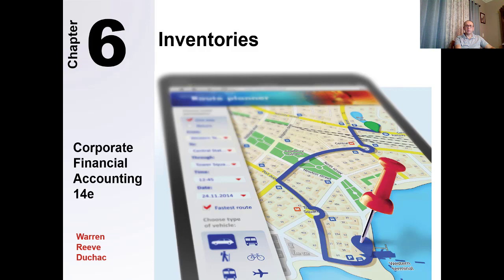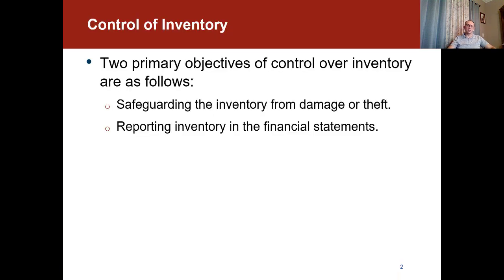So let's start talking about the control of inventory. The two primary objectives of control over inventory. The first one is to safeguard the inventory from damage or theft. And again, it varies from one business to another. Some businesses work in small items that have large value, and some other businesses work in large inventory items that have very small value. So it depends on the business itself, but whatever the business nature is, inventory has to be protected from getting damaged or getting stolen.